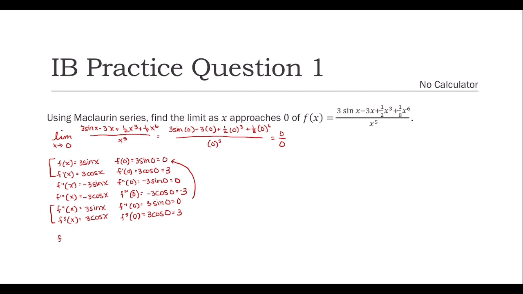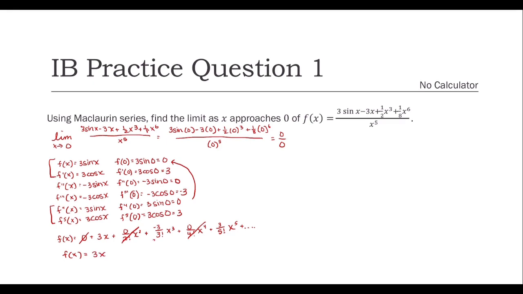So our Maclaurin series will be f of x equals f of 0, which is 0, plus the first derivative evaluated at 0, so 3 times x, plus the second derivative evaluated at 0 over 2 factorial times x squared, plus the third derivative evaluated at 0 over 3 factorial times x cubed, plus the fourth derivative evaluated at 0 over 4 factorial times x to the fourth, plus the fifth derivative evaluated at 0 over 5 factorial times x to the fifth, and so on. So all these zeros would turn these terms to 0. So f of x equals 3x.